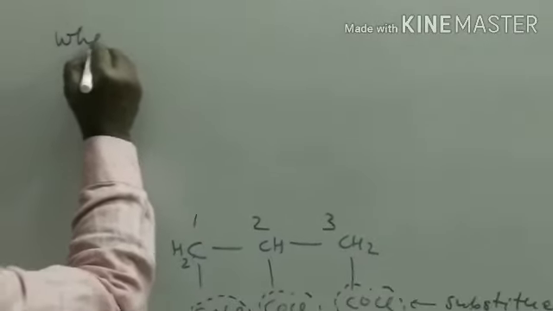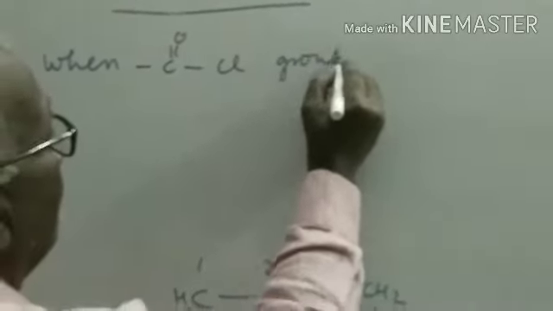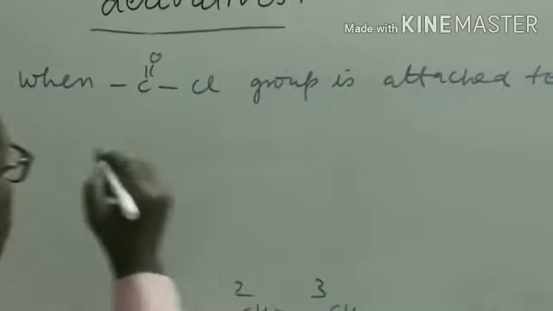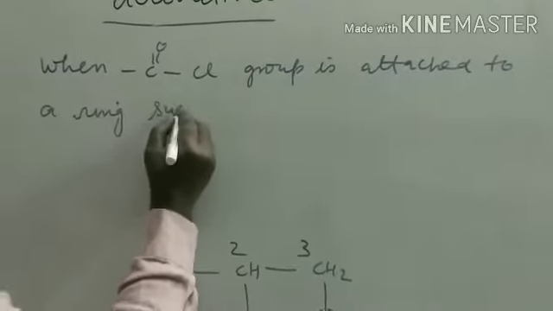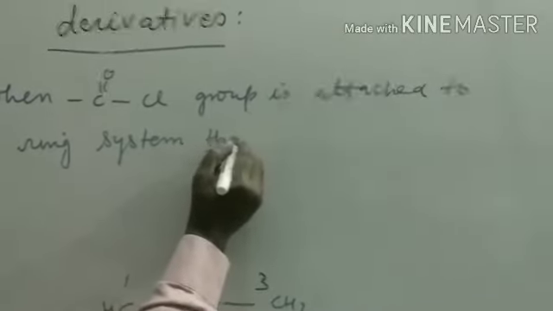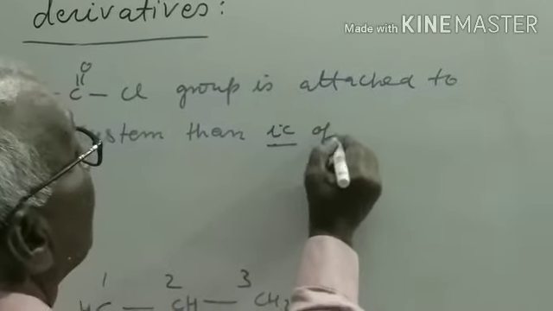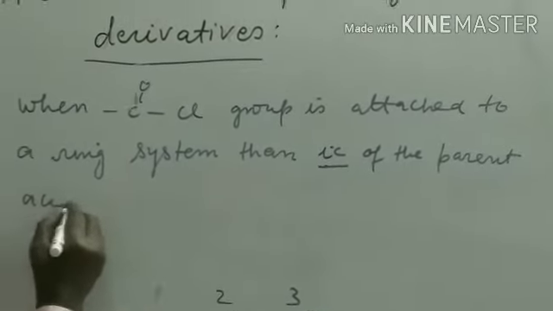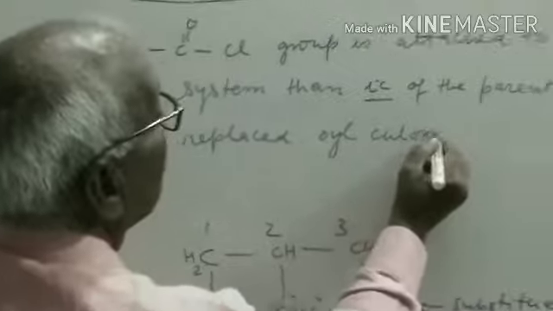When the COCl group is attached to a ring system, then the ic of the parent acid is replaced by oyl chloride.